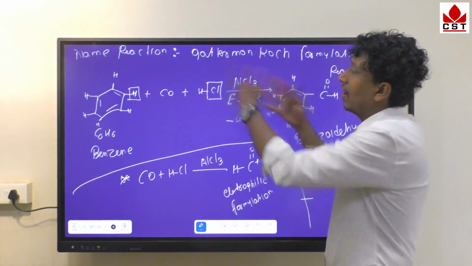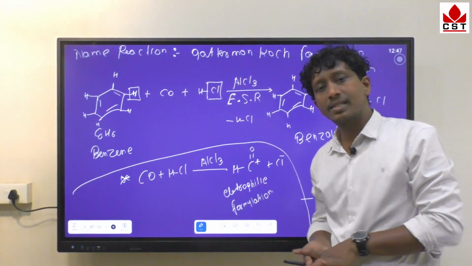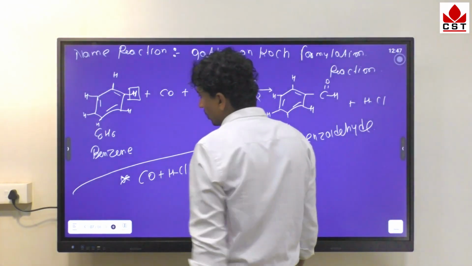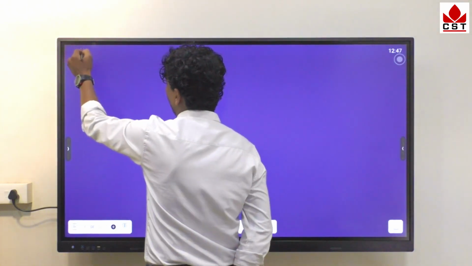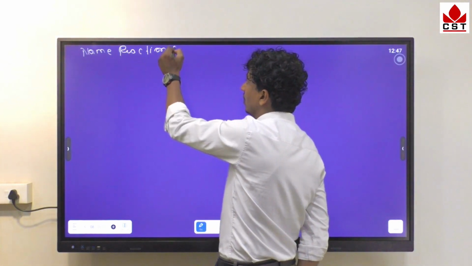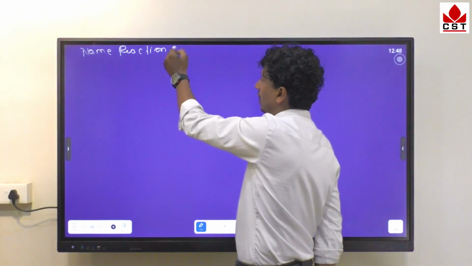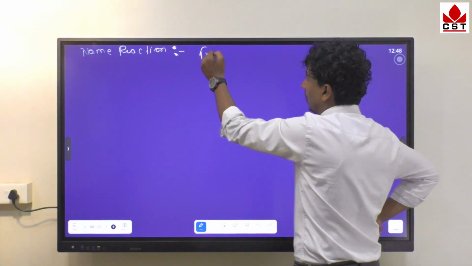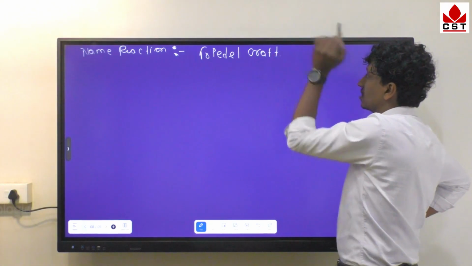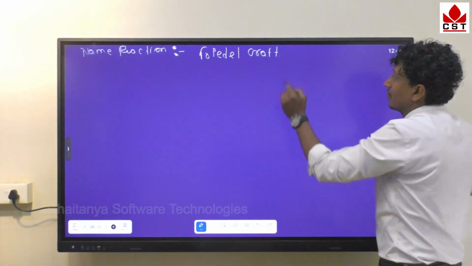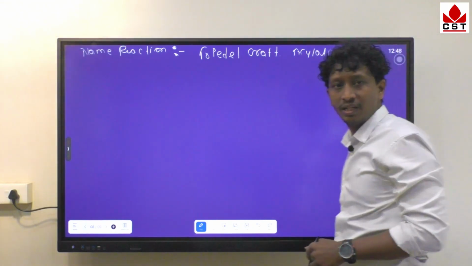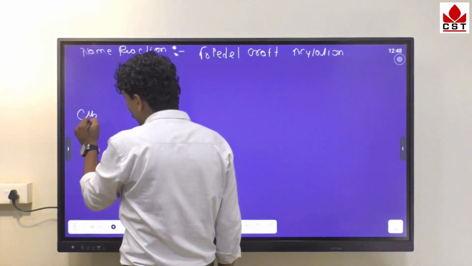Okay, now another important name reaction, for the preparation of aromatic ketones. Next, my dear students, preparation of aromatic ketone by a name reaction. This is also a very important reaction for all entrance examinations. And the name reaction is the Friedel-Crafts acylation.